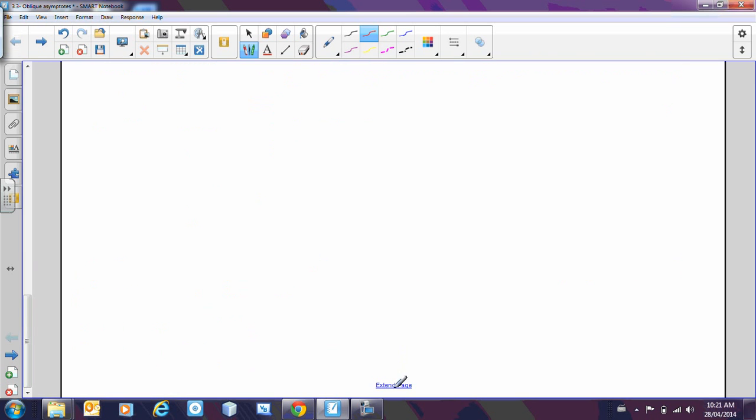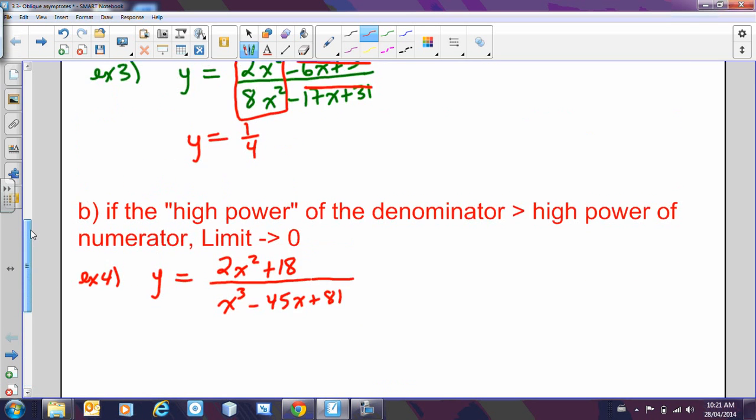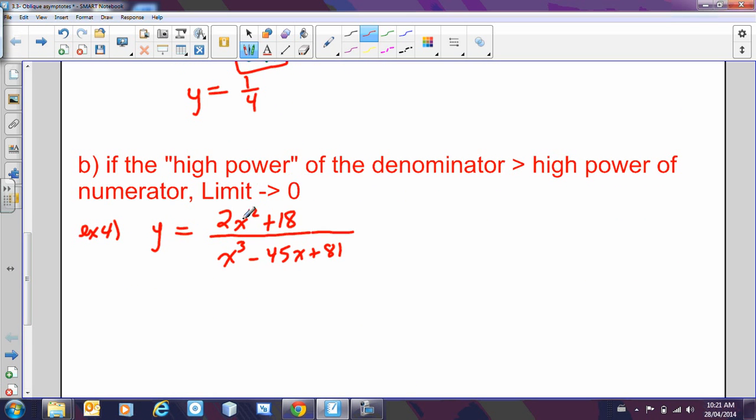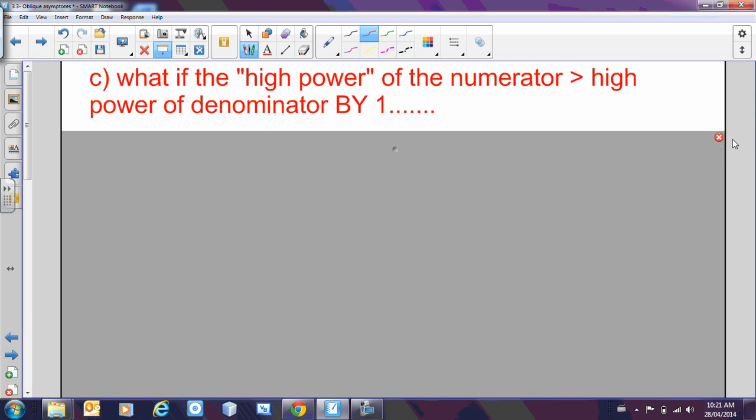And then, as we said down here, last possibility: if the high power in the denominator is greater than in the numerator, the denominator is going to be a much bigger number, and so our horizontal asymptote is at 0. Okay, so that's the stuff we've seen before.